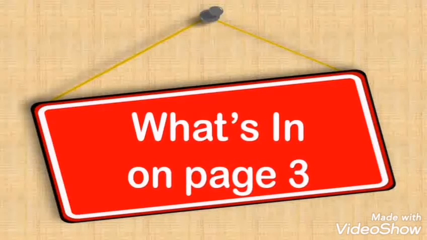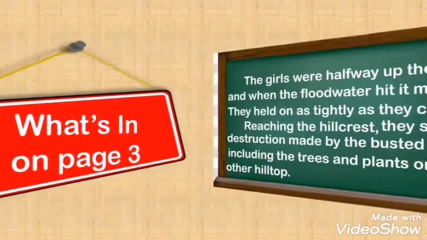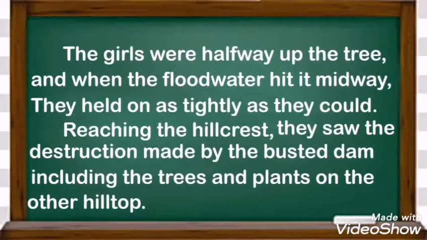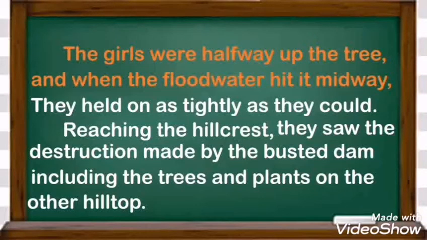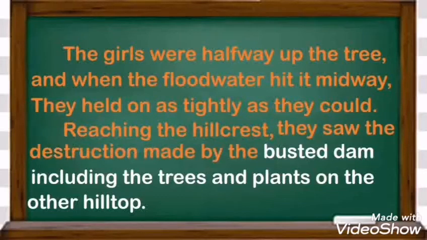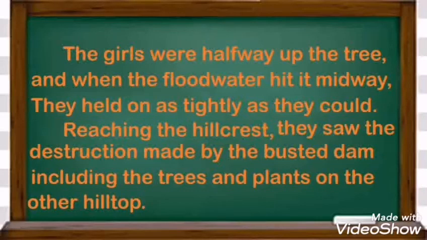Now, let's practice how to infer the meanings of unfamiliar words using synonyms and antonyms. Let's try to answer the activity on page 3 of your self-learning module. This is what you're going to do. Identify the 5 compound words used in the paragraph. Write your answers in your notebook. The girls were halfway up the tree, and when the floodwater hit it midway, they held on as tightly as they could. Reaching the hillcrest, they saw the destruction made by the busted dam, including the trees and plants on the other hilltop.